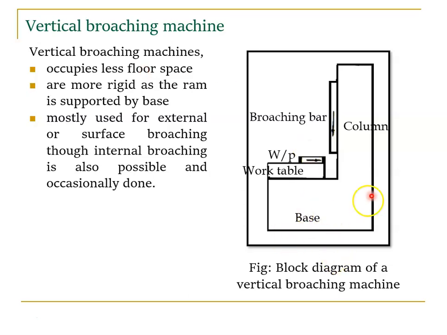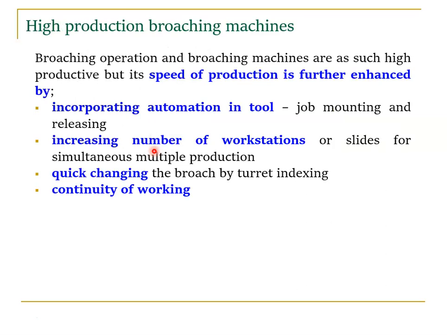So this is a base, this is a column, we have a broaching bar, work table, and workpiece. The broaching bar will reciprocate in the downward direction, up and down, right? So it occupies less floor space, and is more rigid as the ram is supported by the base. So it is very rigid. It is mostly used for external or surface broaching, though internal broaching is also possible, right? This is the vertical broaching machine, right?